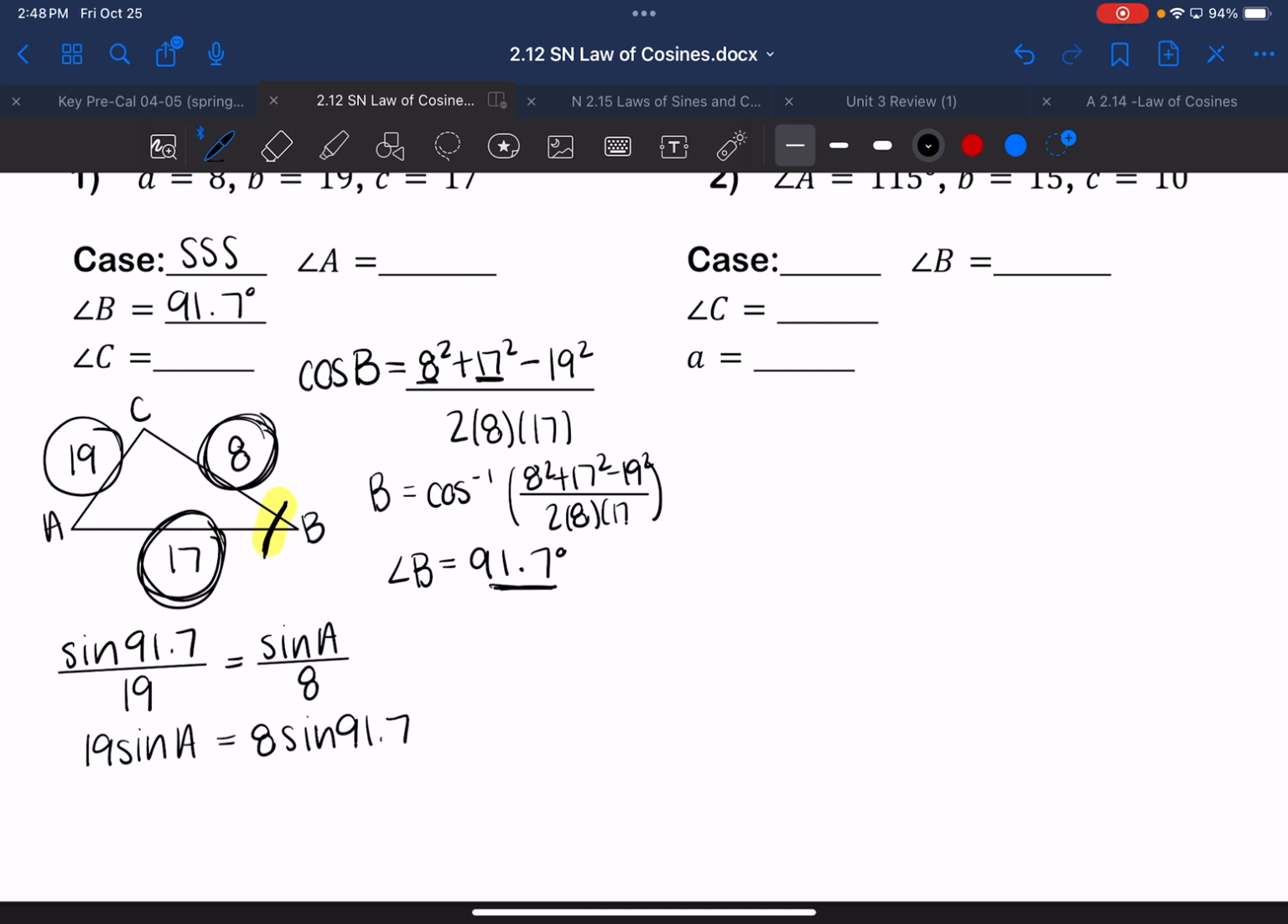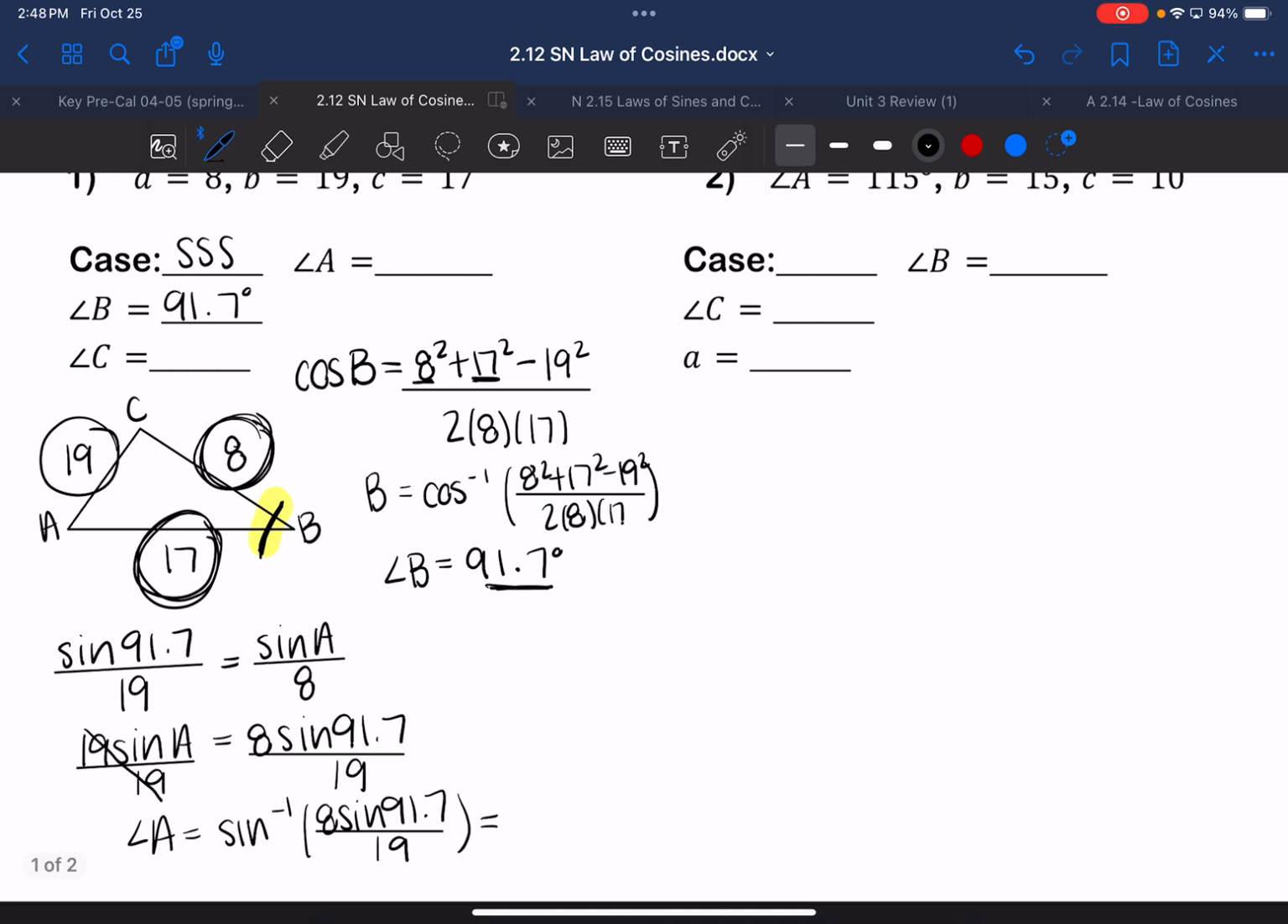Okay, and then what should we do? Divide by 19. And then how do I get rid of sine? The inverse. So sine's inverse of 8 sine of 91.7 all over 19. So what are we going to get for angle A? Good.